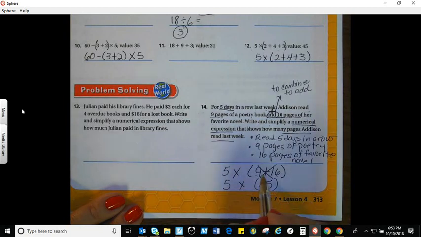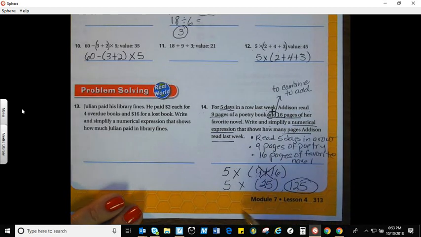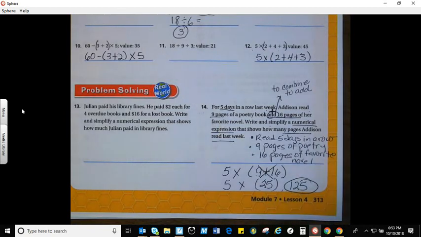I have to do everything in my parentheses first. 5 times 25. Well, get this. I know that 4 times 25 is 100. Add another group of 25, and my answer is 125. I put it over to the side so it didn't get down here. Wow, she read 125 pages last week when she read for 5 days straight.